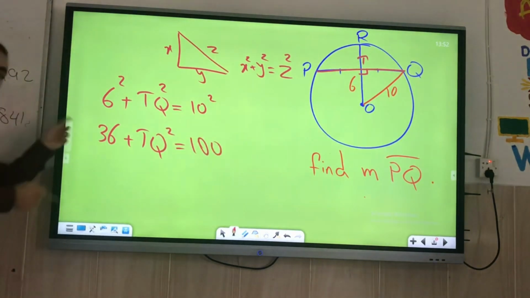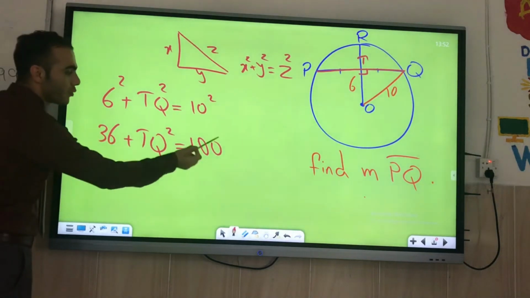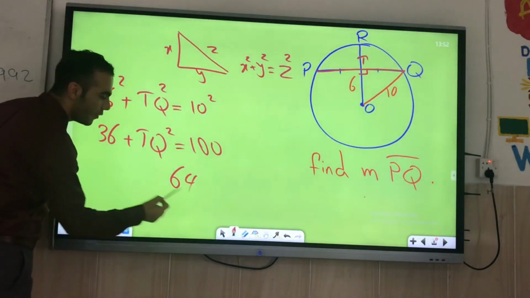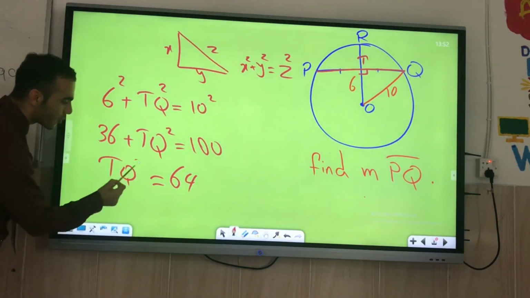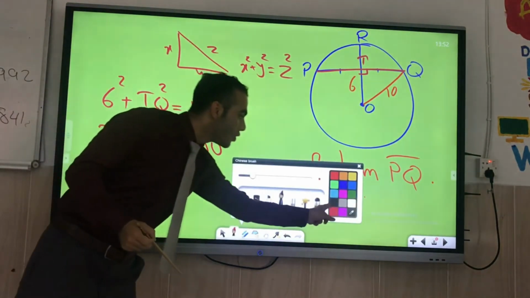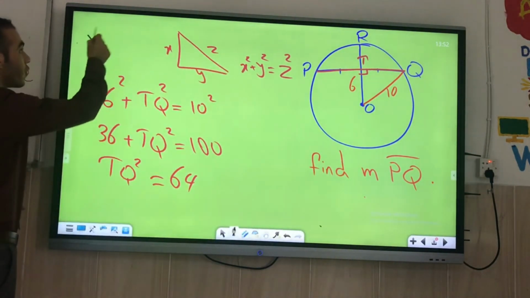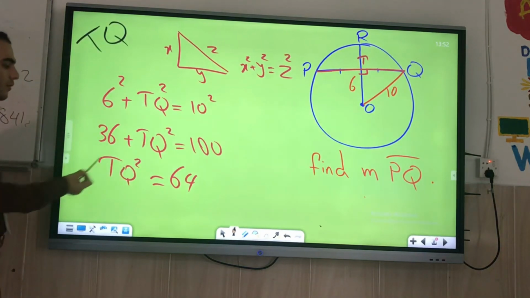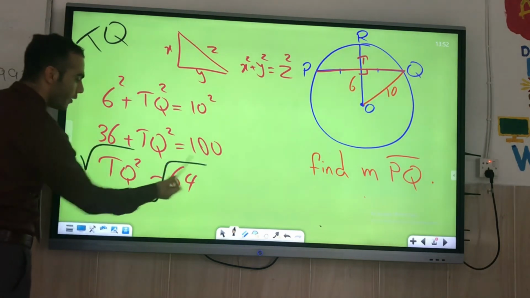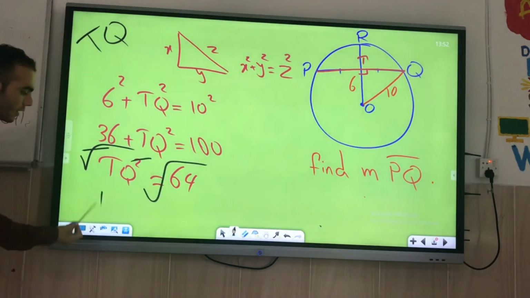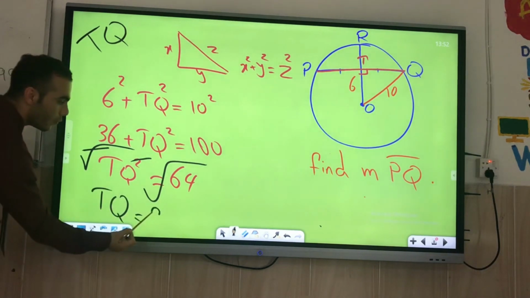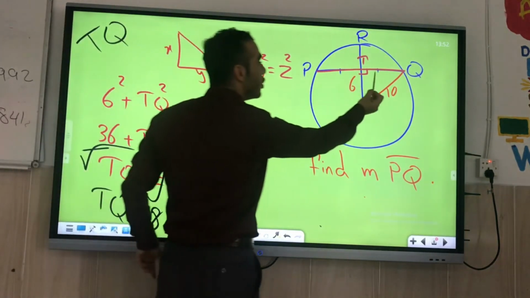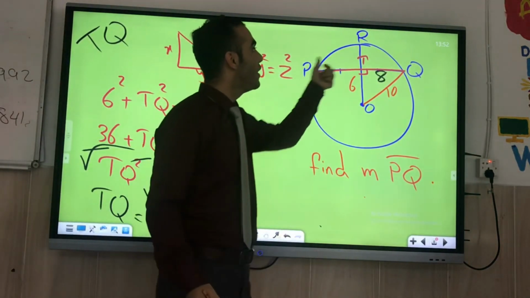So move the number to the other side. 36 will come over and become negative. So 100 minus 36 gives us 64, equal to TQ squared. Remember the inverse operation, because we are looking for TQ without the square. How can we remove this square? By taking the inverse operation. What is the inverse operation of square? Square root. So TQ is equal to the square root of 64, which is 8. Excellent. So we got TQ as 8, and we know that PT is equal to 8.